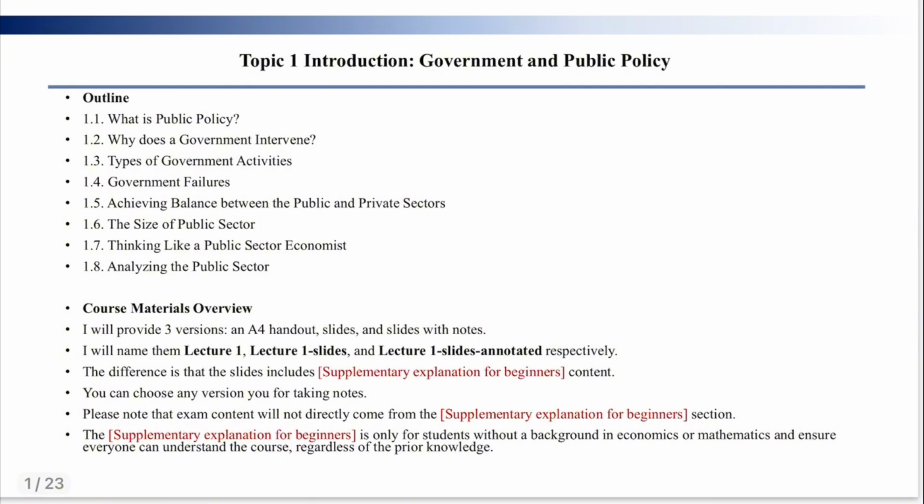And our teaching materials have been uploaded to the website in 3 versions in total, and one is the A4 paper version, one is the slides version, and one is the slides version with notes. You can print the first one and take notes. The later 2 have supplementary explanations, but this won't directly appear in our midterm test and final term test, but it serves as a supplement. Maybe you have learned it before, but you have forgotten it, or maybe you have never studied economics and mathematics at all, but you can still take this course, okay?